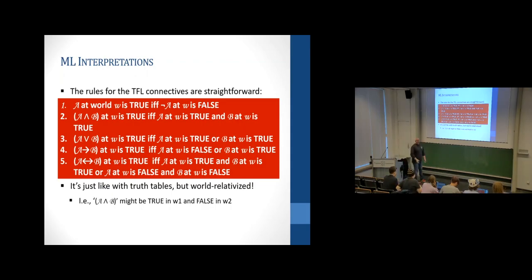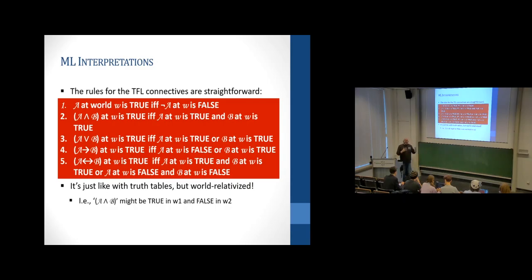And then conjunction works just like conjunction does. A conjunction B is going to be true at a world if and only if the two conjuncts are both true at the world. Disjunction is going to be true if even one of the disjuncts is true at the world. The conditional is true if the antecedent's false or the consequent's true, or maybe both. And finally, biconditional, unsurprising, it's going to be true at a world if and only if the two sides have the same truth value at the world. Nothing shocking here, right? All this should be familiar.